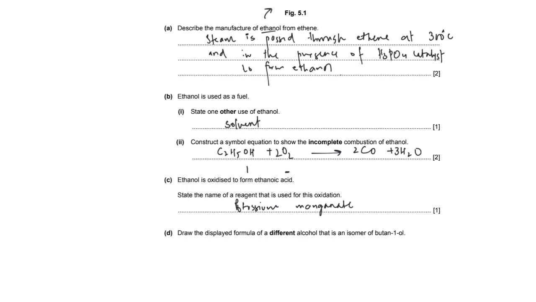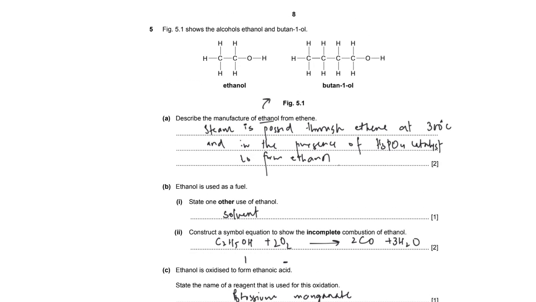Draw a displayed formula of a different alcohol that is an isomer of butan-1-ol. They have drawn you the diagram of butan-1-ol. So if you want to draw this isomer, you can simply shift the OH group. It's on this carbon, shift it either on this carbon or this carbon. You cannot shift it here because it will produce the same compound. It will still be butan-1-ol.